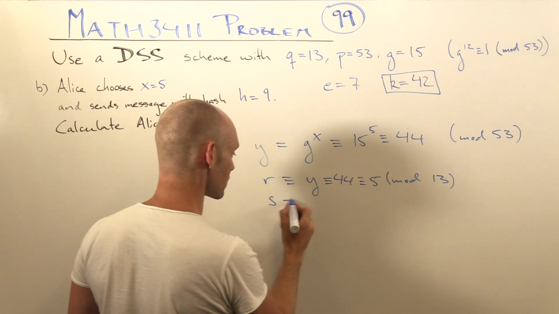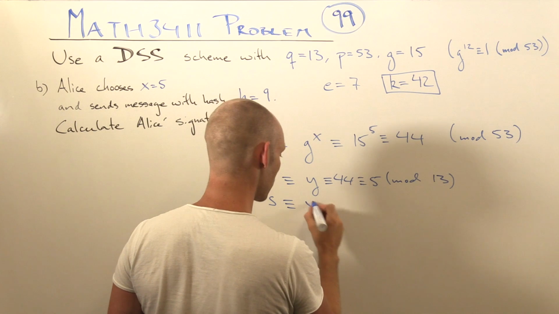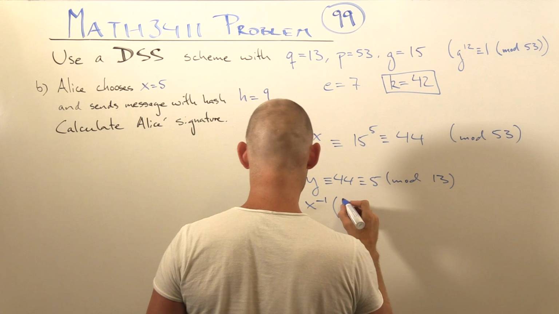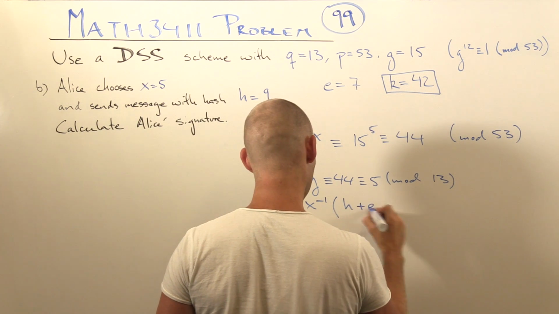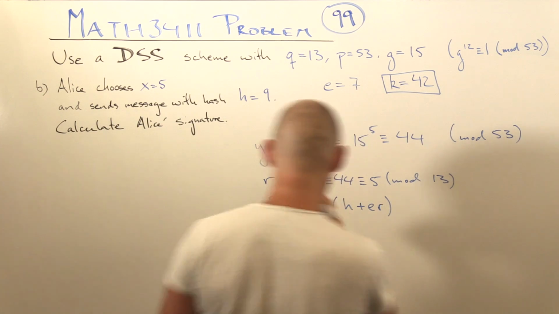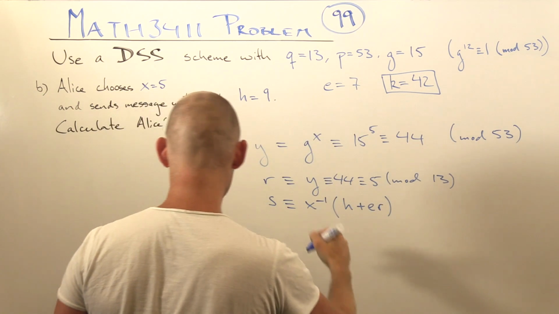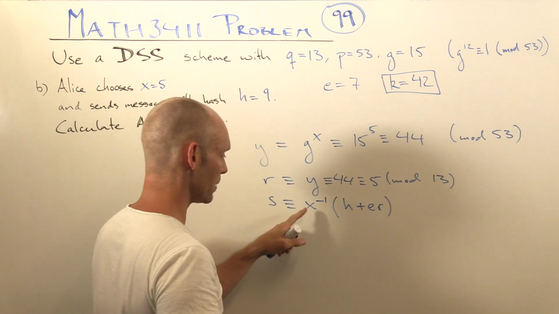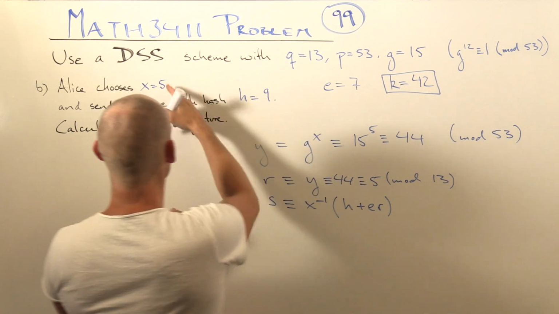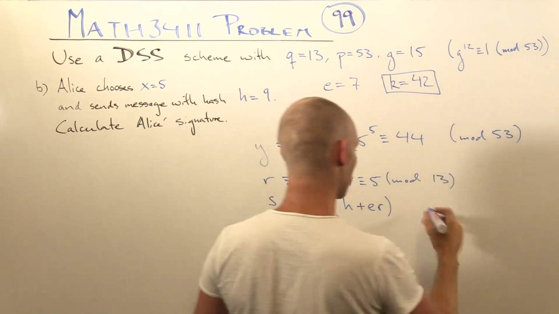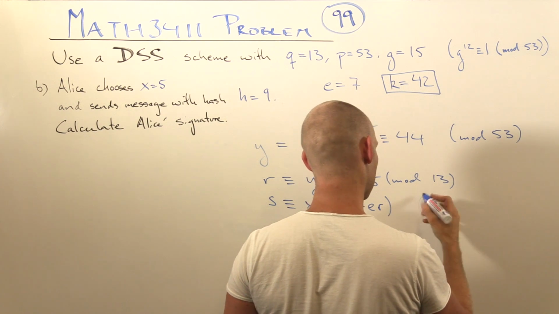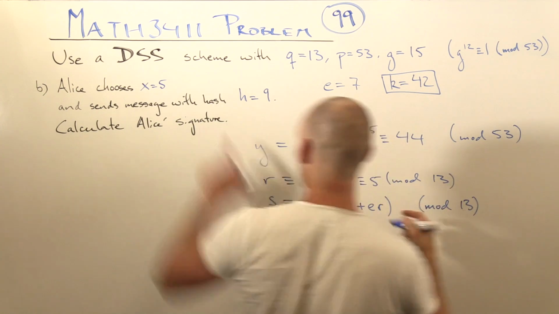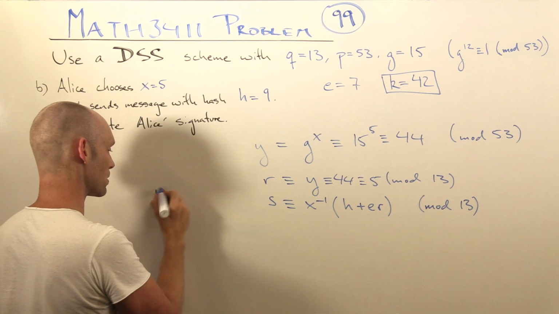The second half of the signature is S, and that's a bit more complicated. It's the inverse of X times H plus E times R. So this depends on quite a few variables here, and this is going to be mod 13 as well. Now X inverse, well 5, and this is all going to be mod 13. So we have to find the inverse of 5 mod 13.